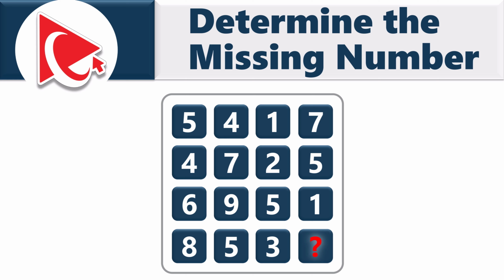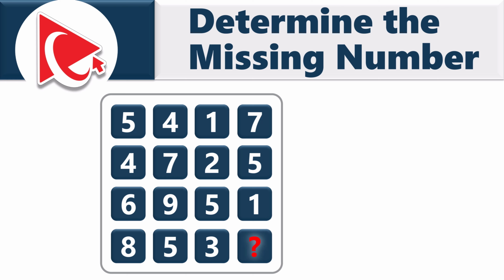Numbers are, starting from the upper left corner, 5, 4, 1, and 7. In the second row, the numbers are 4, 7, 2, and 5. In the third row, the numbers are 6, 9, 5, and 1. And in the last row, the numbers are 8, 5, 3, and then comes the missing number, which you need to calculate and select out of 4 possible choices.